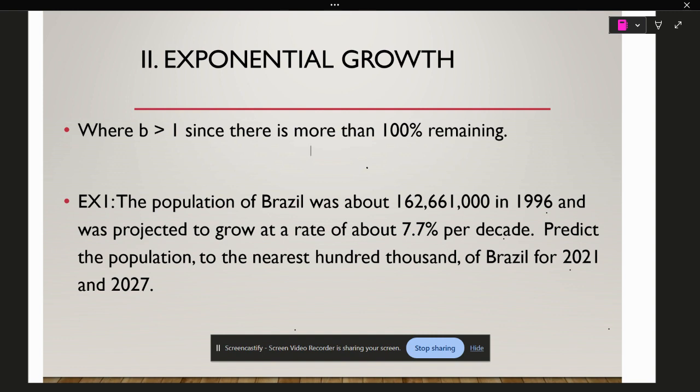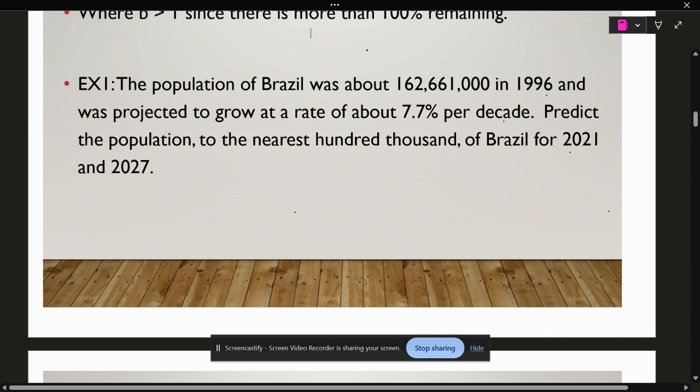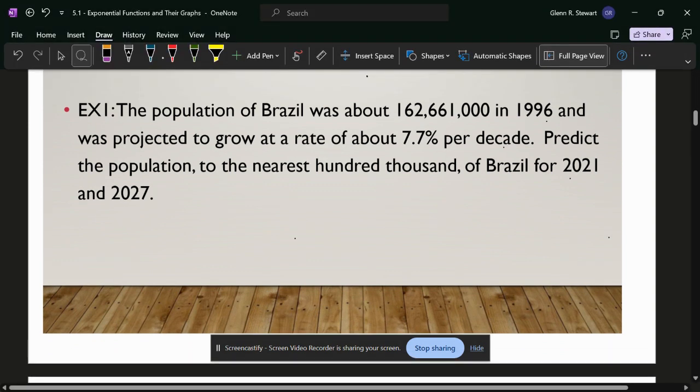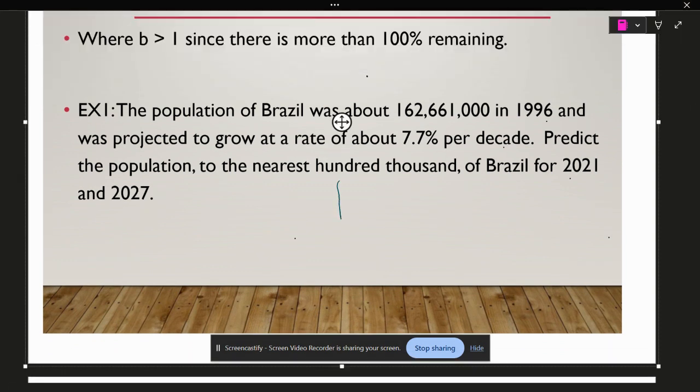The population of Brazil was about 162,661,000 in 1996 and was projected to grow at a rate of about 7.7% per decade. Predict the population to the nearest 100,000 of Brazil for the year 2021 and 2027. So first, I'm going to break this into 2 different problems. One of these is going to be for the year 2021, and the other is going to be for the year 2027.